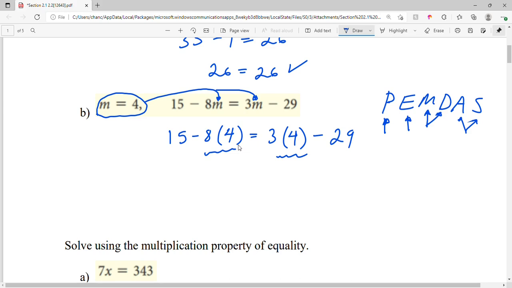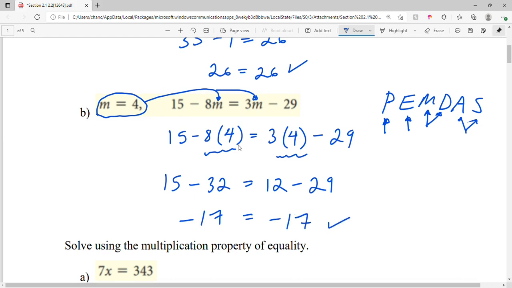So let's multiply first. 8 times 4, that's negative 32. 3 times 4, that's 12. And we'll bring down that 29. I can subtract 32 from 15. That gives me a negative 17 on the left. And on the right, we have 12 minus 29. And that's also negative 17. So that means m equals 4 is a good solution. Yes, m equals 4 is a solution to this equation.